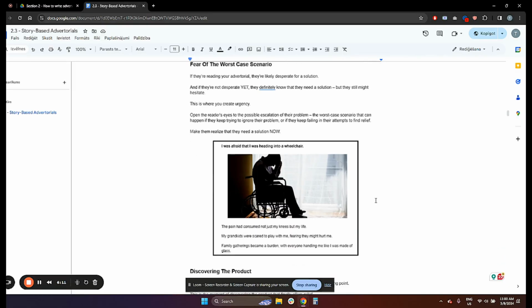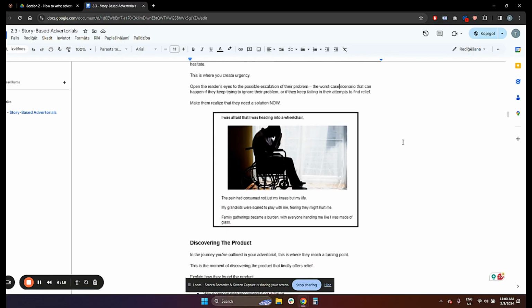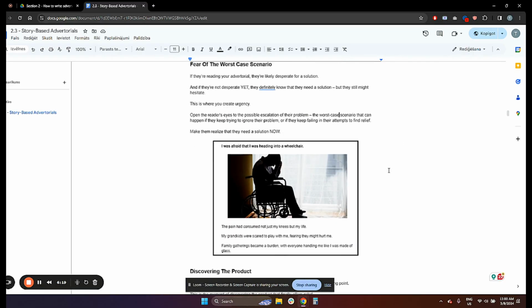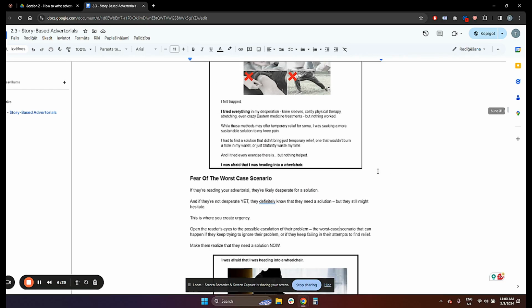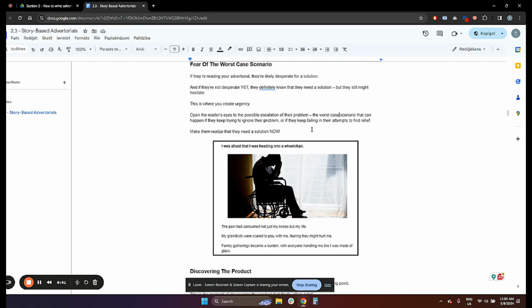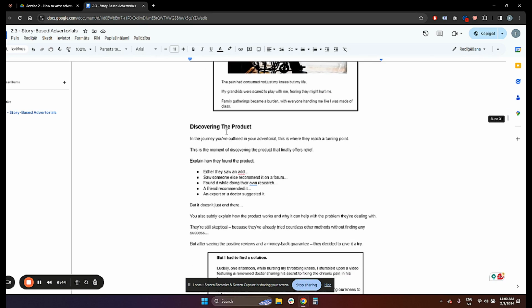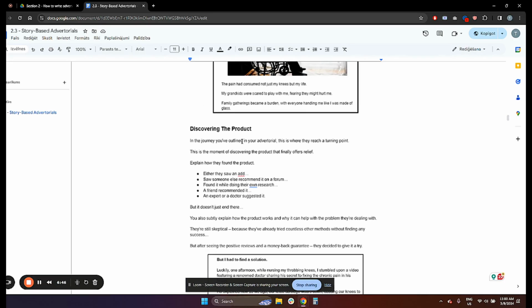And if they're like 40, 50, 60 years, they probably have another 20 years at least to live. So the reader, when reading this, will think, okay, I can't keep on wasting my time with solutions that won't work. I can't keep ignoring the problem or hope that it will go away by itself. And then after the story, the alternatives they've tried, the solutions they've tried, and the fear of the worst case scenario, you start slowly building up to the product introduction.